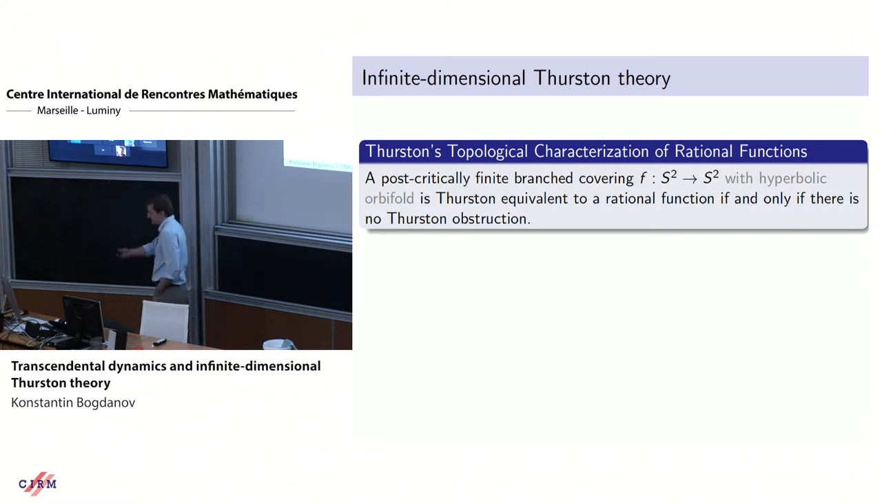It says that a post-critically finite branched covering f of the two-sphere is Thurston equivalent to a rational function, if there is no Thurston obstruction.